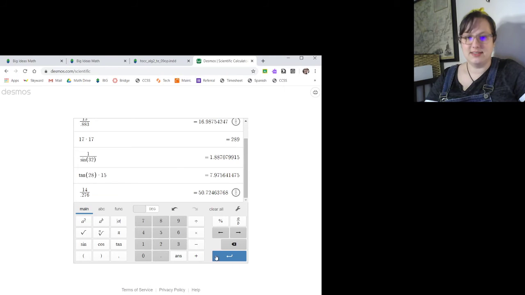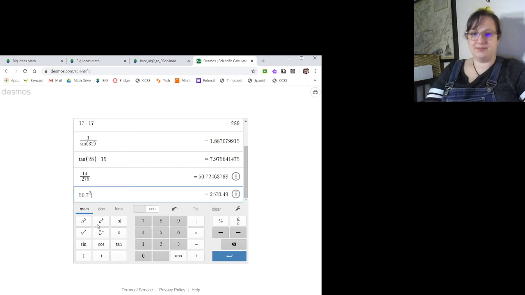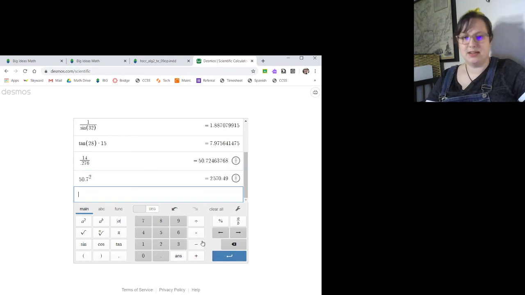Once again, I should know these things. 14 squared is 196. So a squared plus 196 equals 50.7 squared. I'm at 2,570.49. And then I subtract the 196, which I'm doing on my notepad. I wish I could add. Probably can do that real quick. So then I subtract.